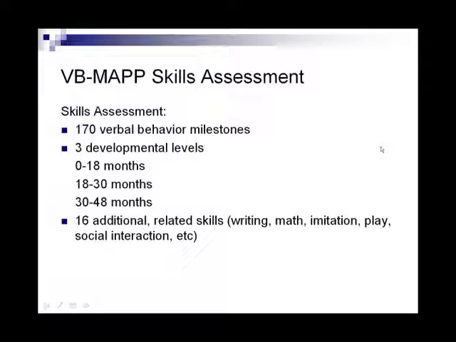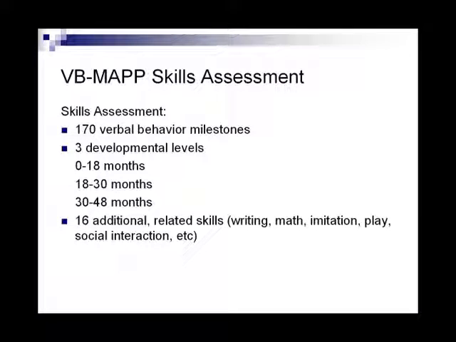It includes 170 verbal behavior milestones. What it includes that the ABLLS didn't have was the developmental levels. So it takes into account typical development and the exact order of those milestones in a typically developing child. So you have that comparison that the ABLLS doesn't have. And it has 16 other additional related skills like the ABLLS had, which is, again, excellent.